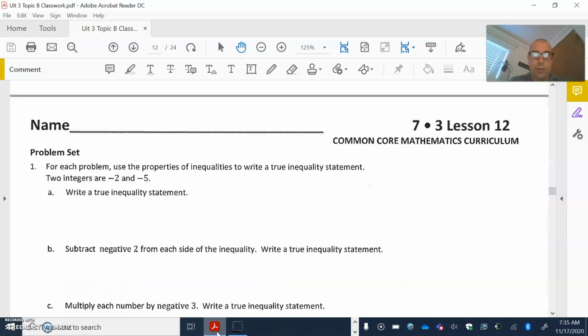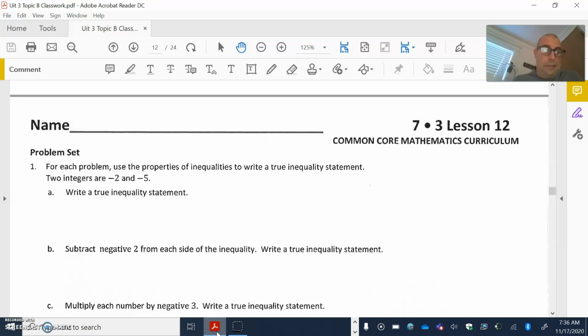So we are in your classwork packet, lesson number 12. We're going to do some of these here. So first question, for each problem, use the properties of inequalities to write a true inequality statement. The two integers are -2 and -5. So they just want you to write a true inequality statement.